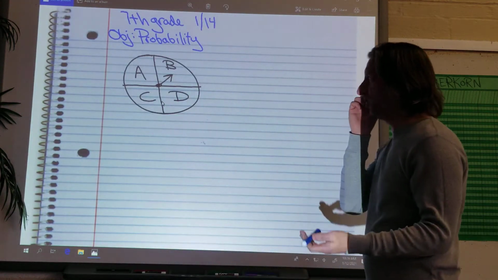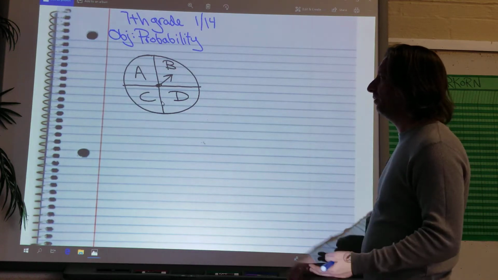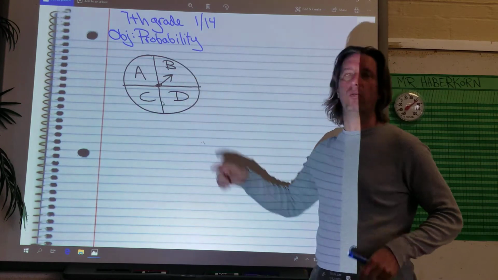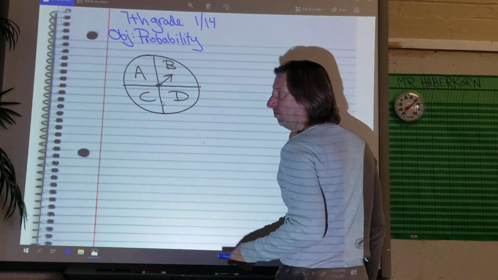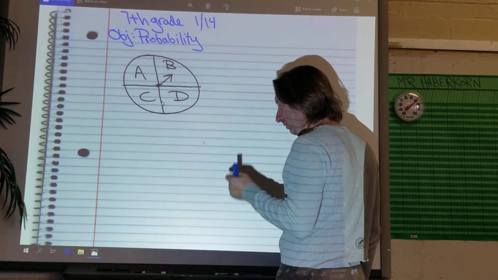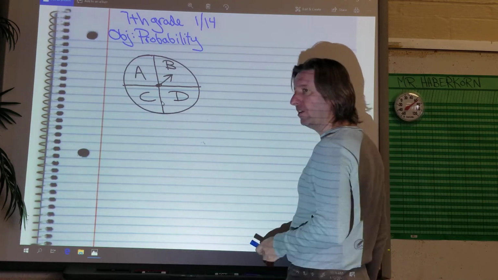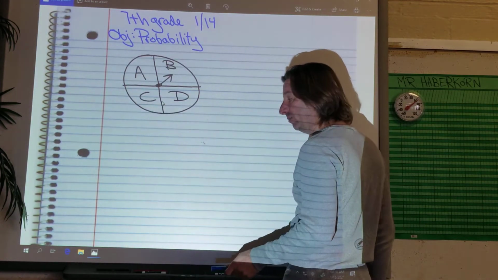So for this one, I'm just going to use letters. It may ask you, what's the probability of landing on A? You would say 1 out of 4. What's the probability of landing on D? 1 out of 4. Probability of landing on B? 1 out of 4, right? Probability of landing on B or C? 2 out of 4 or 1/2. So these spinners are pretty easy, and the reason they're easy is all the spots are the same size.